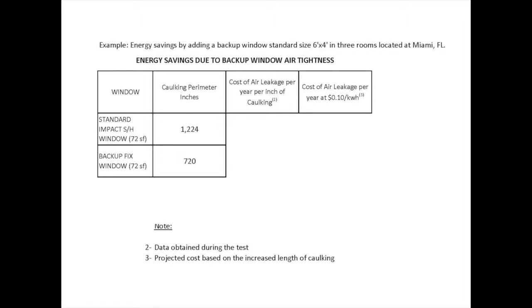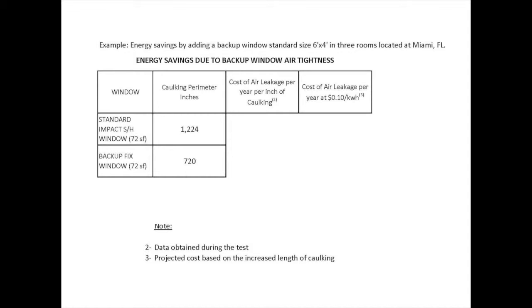Now we will use an example of backup windows installed in 3 rooms in Miami, Florida, with a size of 6 feet by 4 feet approximately. The caulking perimeter of the standard window would be 1,222 inches, and in the backup window, which has less caulking than the standard, it would be 720 inches.